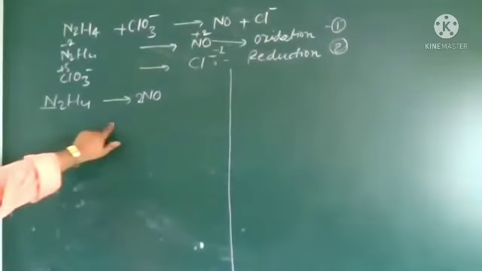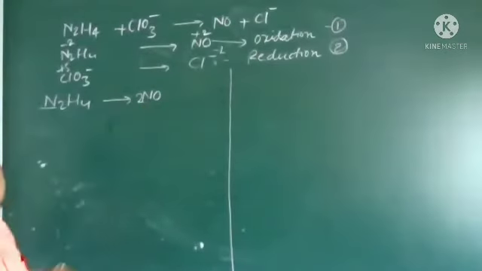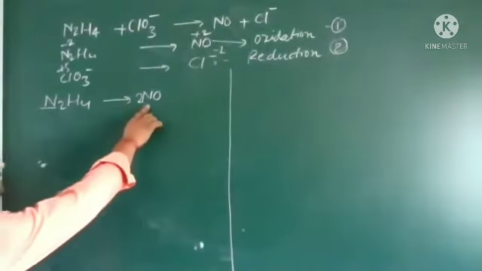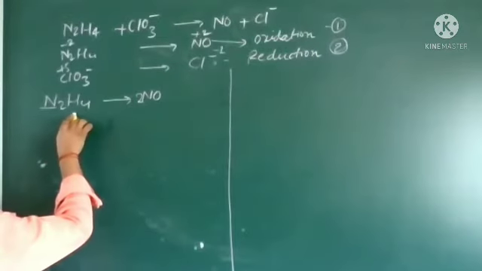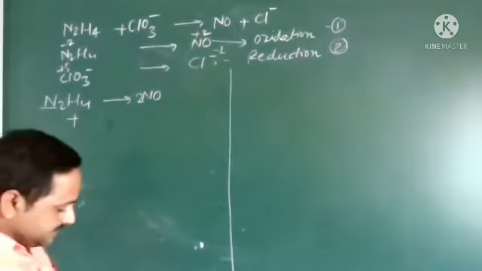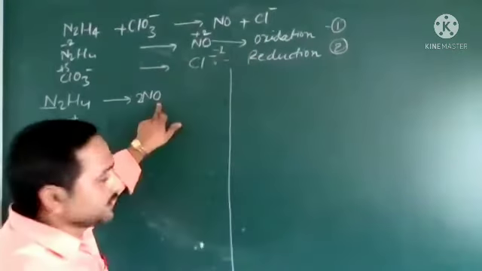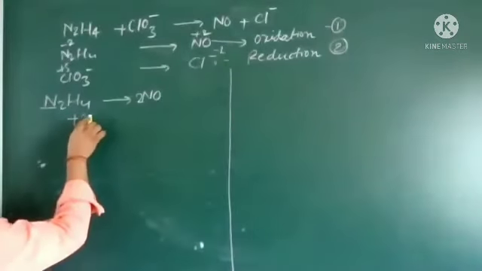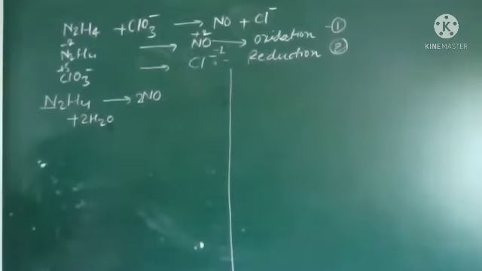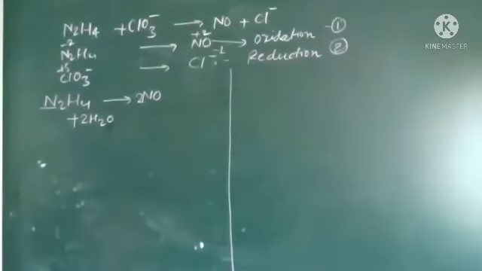Next we will see oxygen. How many oxygen is there? The number of oxygen is 2 on that side, and this side has no oxygen. So what can we do? We can add H2O for oxygen. How many oxygen on that side? 2. So we will add 2H2O. Understood this?